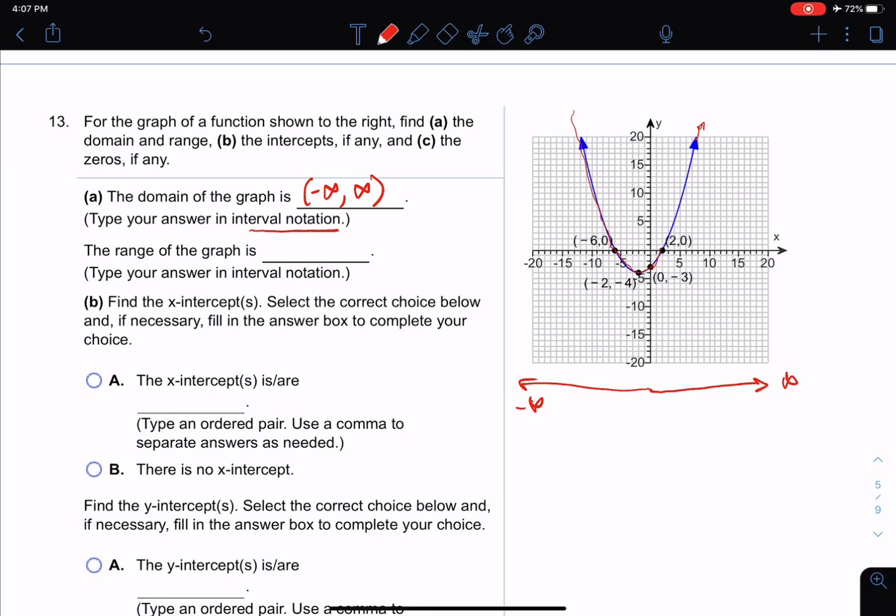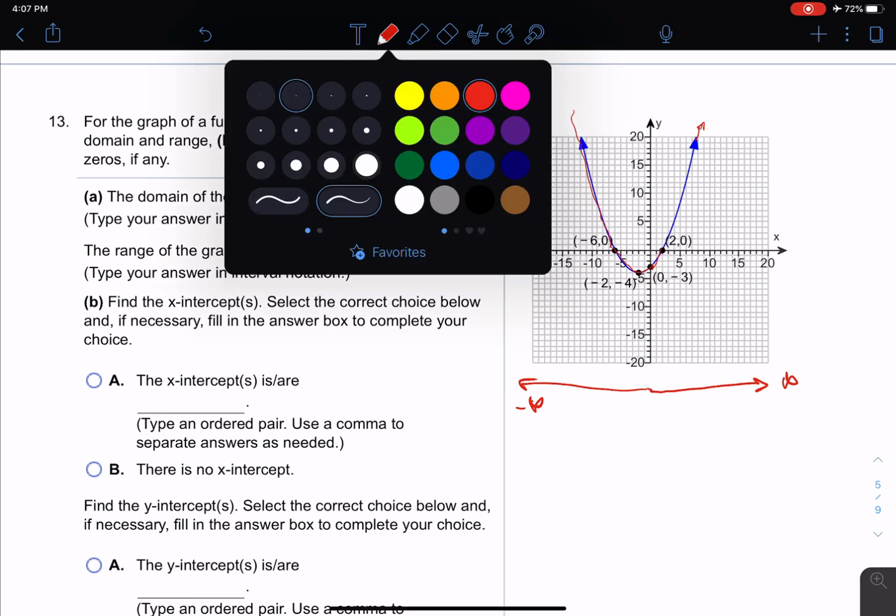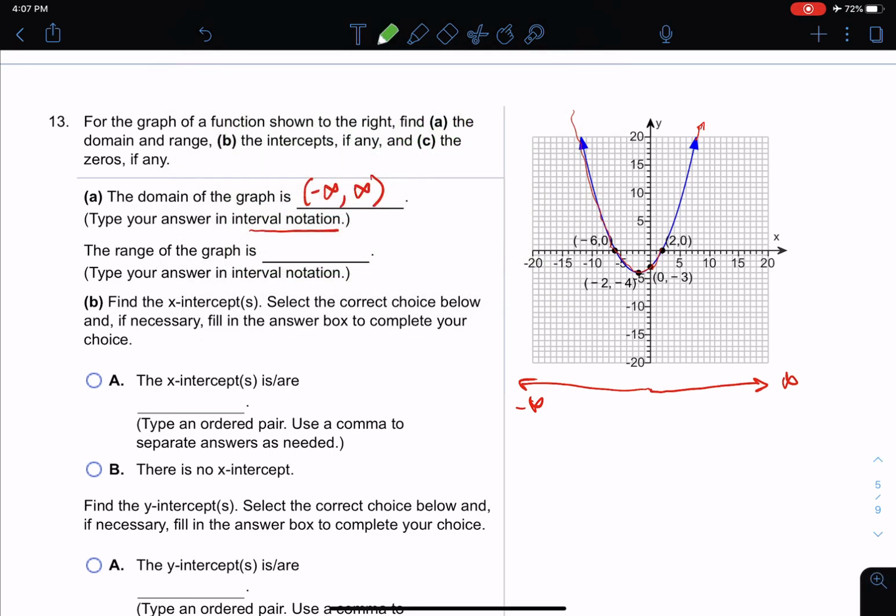Remember, these infinity symbols are on the keypad within MyLab that you have to use. Range, I guess I'll use green just since I did it before. Range are your y values. And when I look at this, I'm looking at my smallest y value.